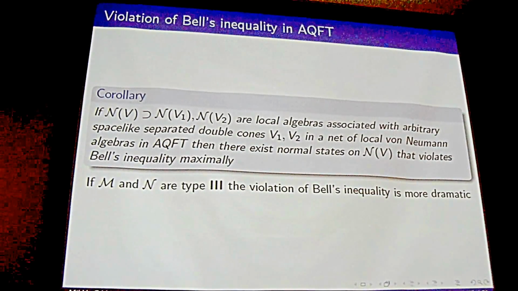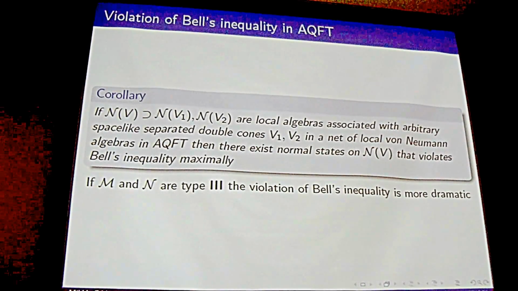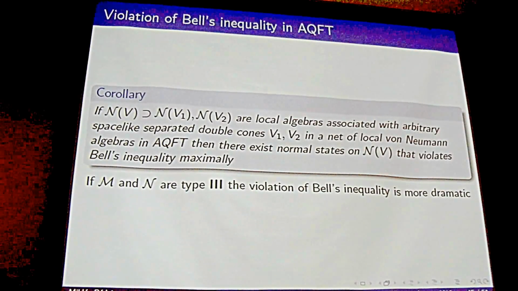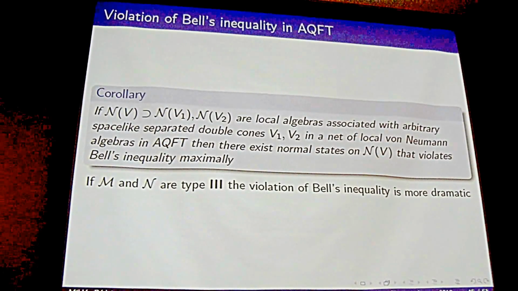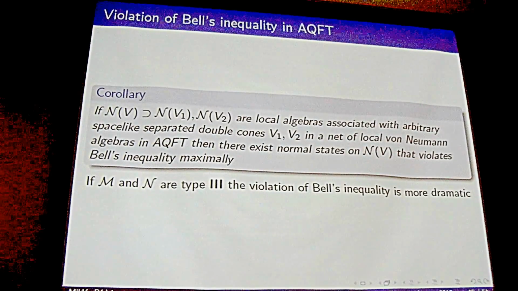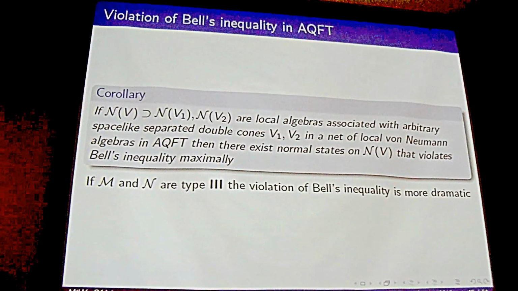But if the von Neumann algebras are type III, and if you remember on one of the previous slides I claimed that it's a major result of the algebraic approach that the local algebras are type III, at least in some cases under certain conditions which are typically satisfied, then this violation of the Bell inequality is far more dramatic.